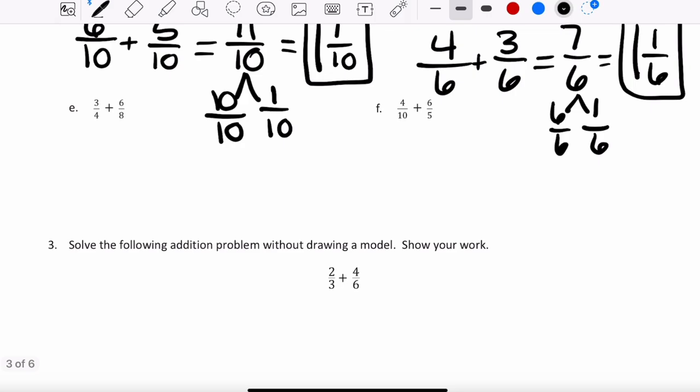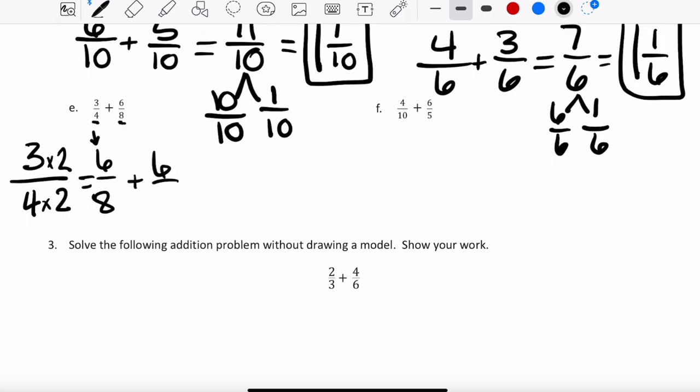Okay, looking at the next one. I have 3/4 and 6/8. I cannot add them together, so I take 3/4, times it by something to get 8. If I times it by 2, then I can get 8. So 3 times 2 is 6. I have 6/8. So 3/4 is now 6/8. I can add the other 6/8. 6 plus 6 is 12, so I have 12/8.